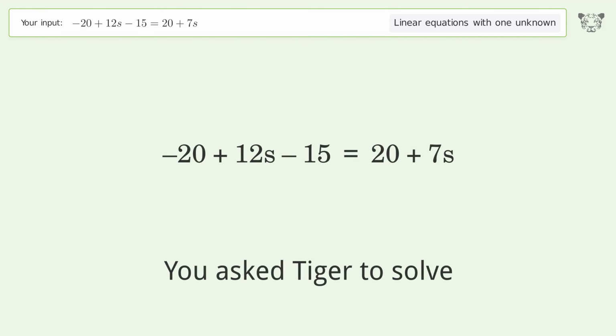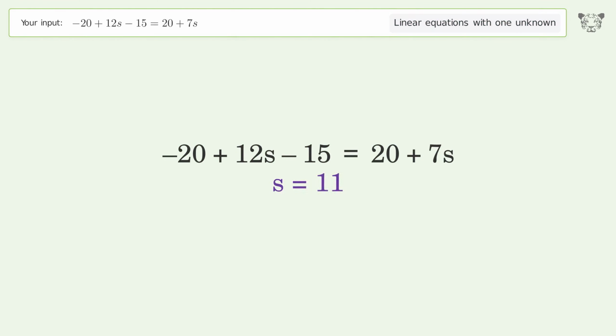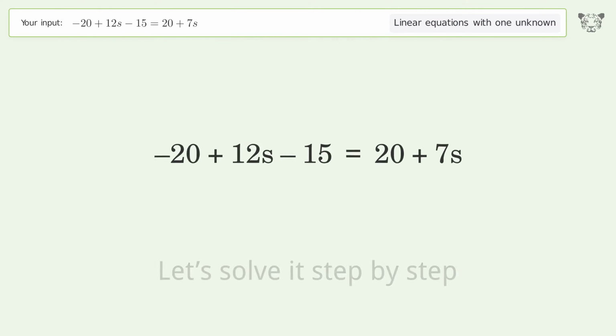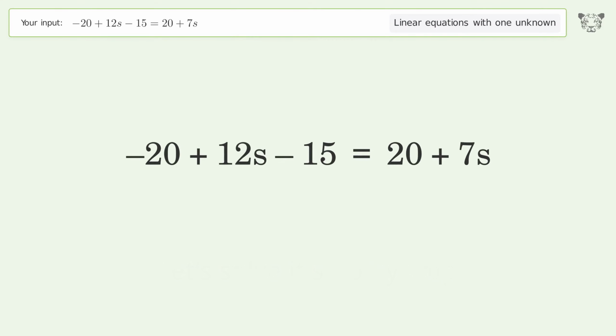You ask Tiger to solve. This deals with linear equations with one unknown. The final result is s equals 11. Let's solve it step by step. Simplify the expression. Group like terms.